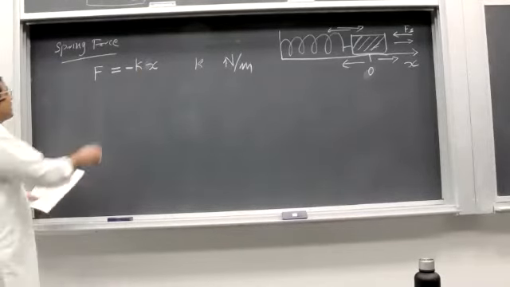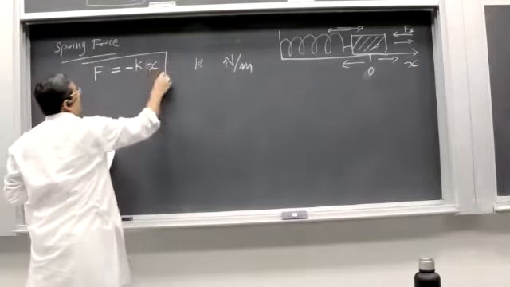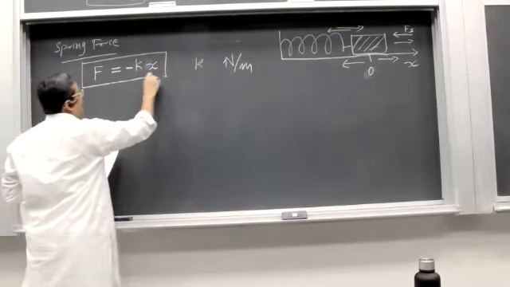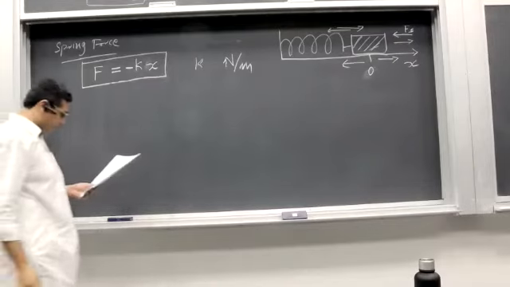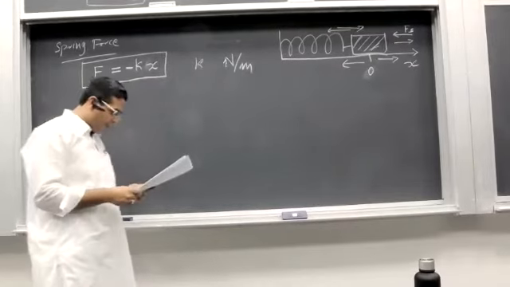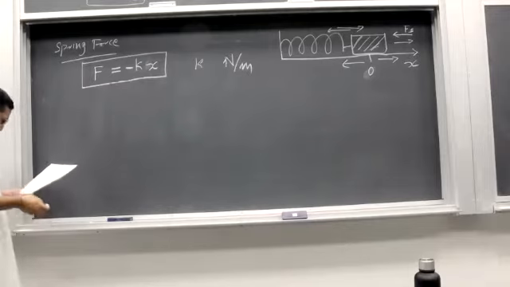This is called Hooke's law, after a British physicist by the name of Robert Hooke. He was a contemporary of Newton and also his rival.